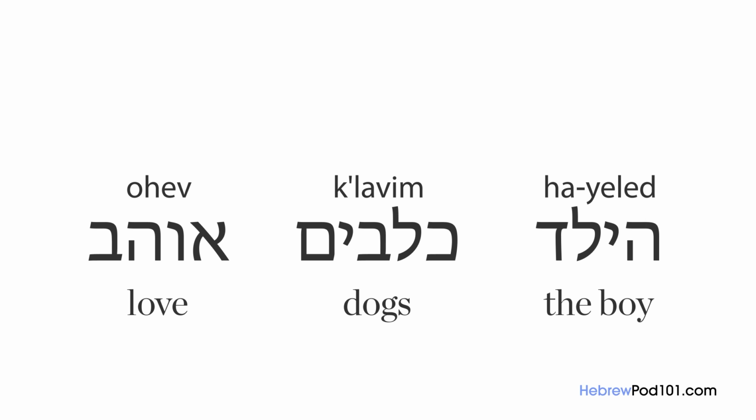Now it's your turn. See if you can use these words to make the sentence, the boy loves dogs. אוהב. כלבים. הילד. Did you succeed?